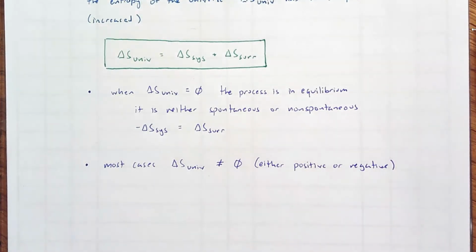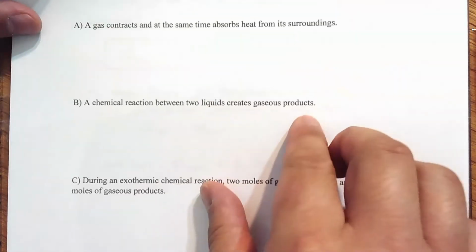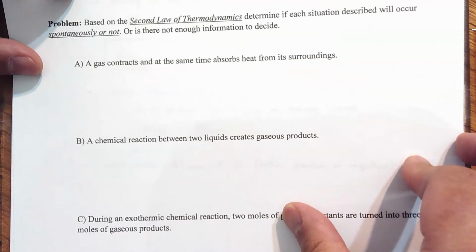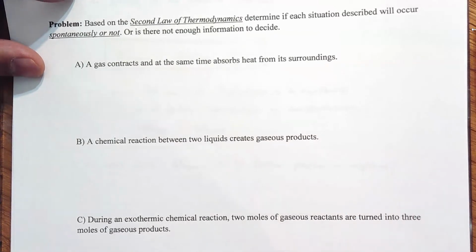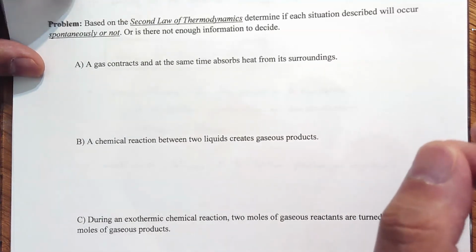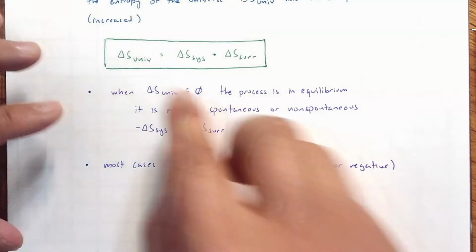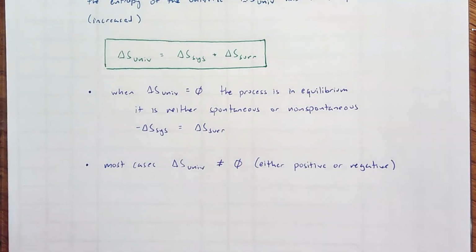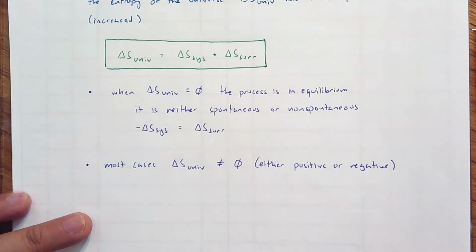If you think about the problems that we are going to tackle, it is our task then to figure out what's happening with the system and what's happening with the surroundings, and then decide how delta S of the universe is changing. Now, to help us with those problems, I want to go over a couple more things.